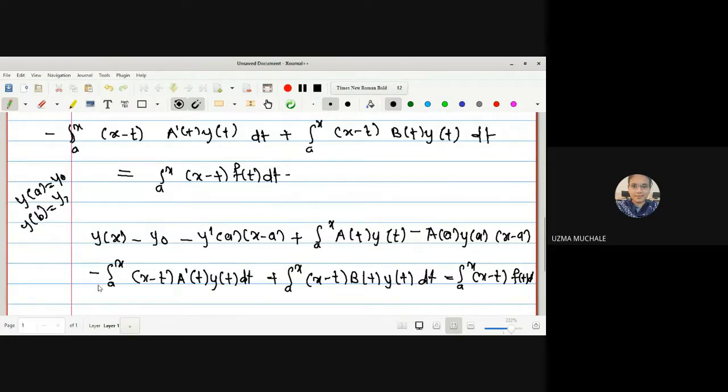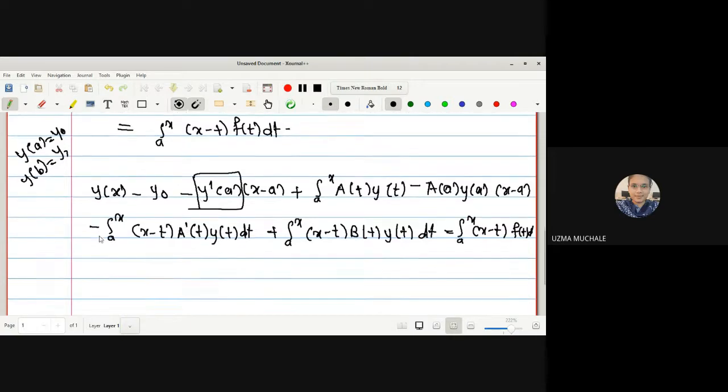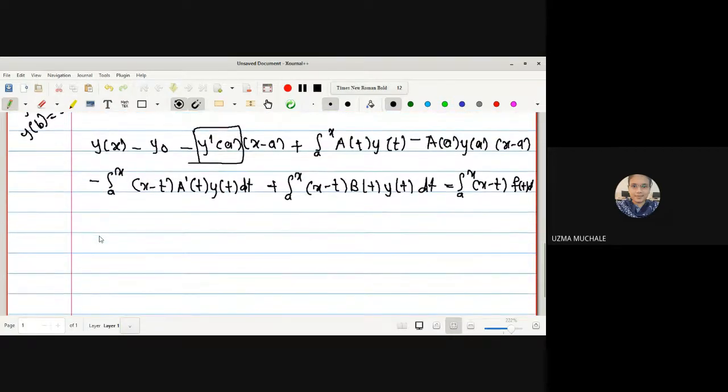Now, what was the question? We have to now put x equal to b. After putting x equal to b, then only we can get the value of y dash of a. This is also one constant term, no? So, to find out the value of y dash of a, we can now put x equal to b. After putting x equal to b, we'll get the value of y dash of a. Okay, so now let me write down the next step. What will be the next step? Putting x equal to b in the above equation, we get.